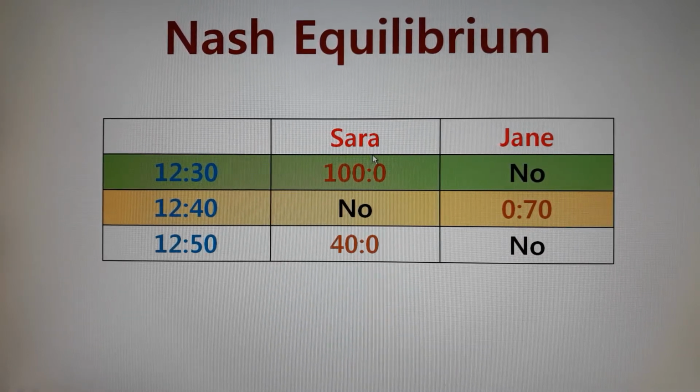Sarah can change these 3 things. 12:30, 100 to 0, 12:40, 12:50, 40 to 0, 12:40, no. Let's think about changing the offer at 12:30 and 12:50. If Sarah offers, okay, sorry, it's not 0, I'll offer you like 10, 20. Here, okay, 30 something. What would be happening? Can Sarah get any better than 0?